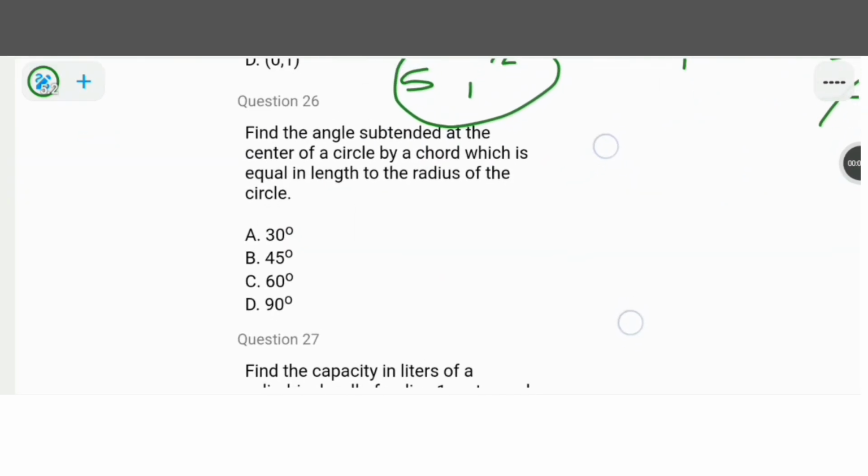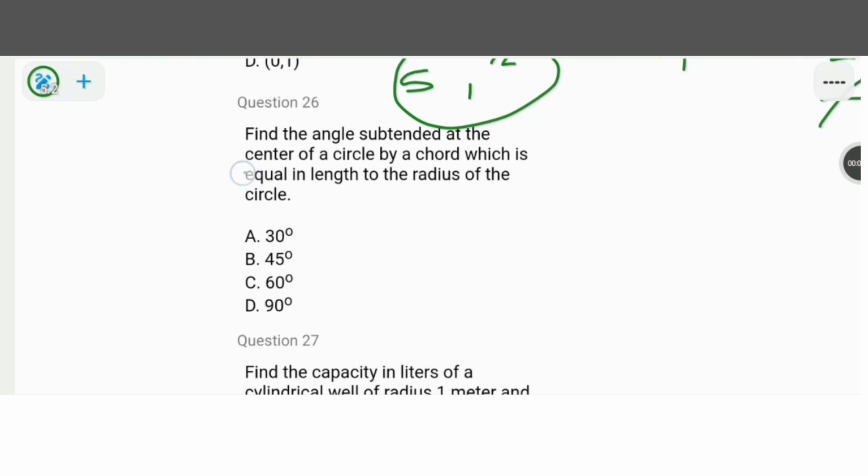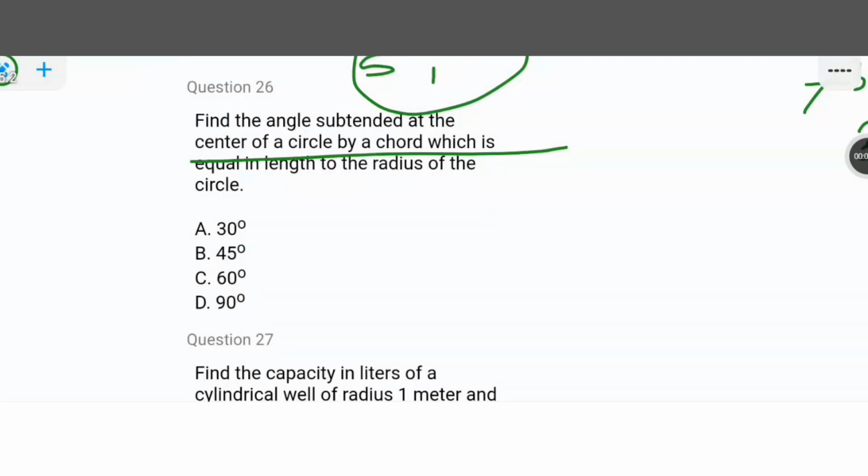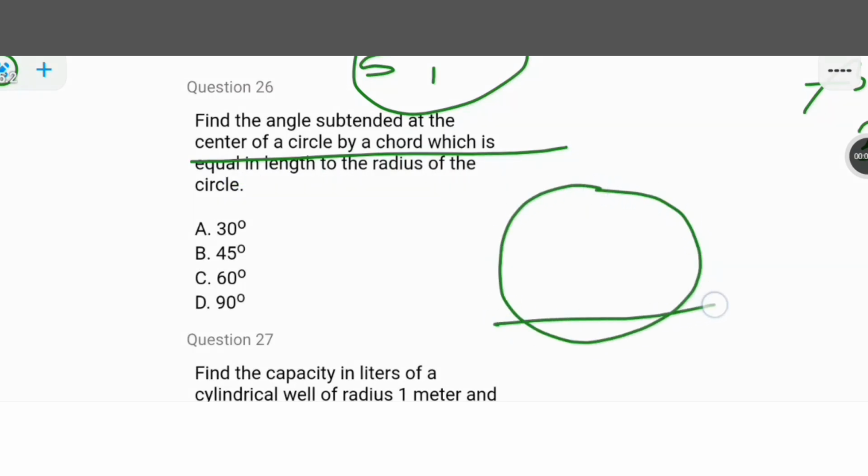The next one is to find the angle subtended at the center of a circle by a chord which is equal in length to the radius of the circle. So if you follow this question very well, you see that the length of the chord is equal to the length of the radius of the circle. If you have a circle like this, and this is the chord here, this is the center of the circle, and this is the radius. From this question, the radius is r. The chord is also r because the chord and the radius have the same length.